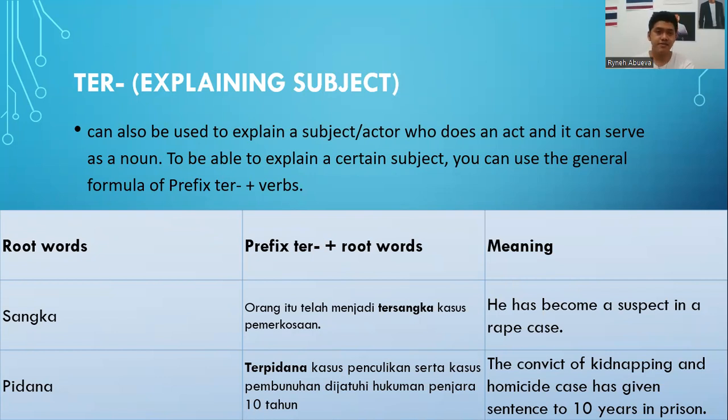Let's discuss the first root word, sangka. Orang itu telah menjadi tersangka kasus pemerkosaan, meaning he has become a suspect in a rape case. And the last one, pidana. Pidana means like ginagawa na siya sa prisohan, or prisoner. For example, in this sentence, terpidana kasus penculikan serta kasus pembunuhan dijatuhi hukuman penjara 10 tahun. Meaning, the convict of kidnapping and homicide case has been given a sentence of 10 years in prison.